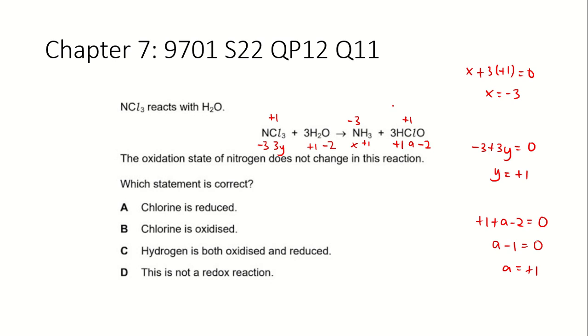So let's check the oxidation number change for all atoms in this reaction. Nitrogen from negative 3 to negative 3, obviously, because the question tells us that the oxidation state of nitrogen does not change in this reaction. Chlorine from plus 1 to plus 1, no change. Hydrogen from positive 1 to positive 1, no change. Oxygen from negative 2 to negative 2. There's another hydrogen in another compound, so positive 1 to positive 1. So basically, the oxidation states of all atoms in this reaction do not change.